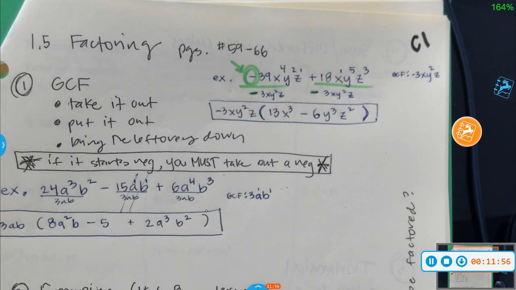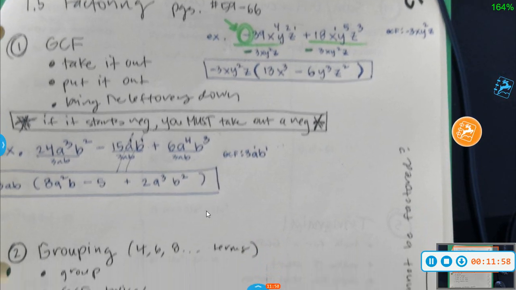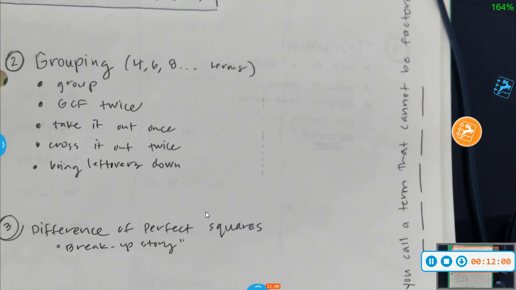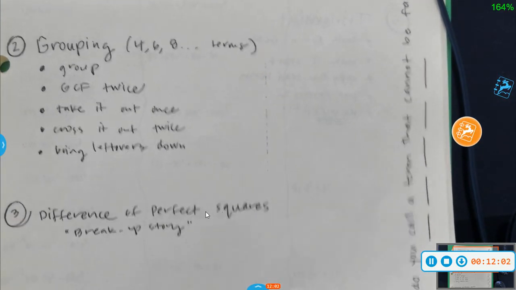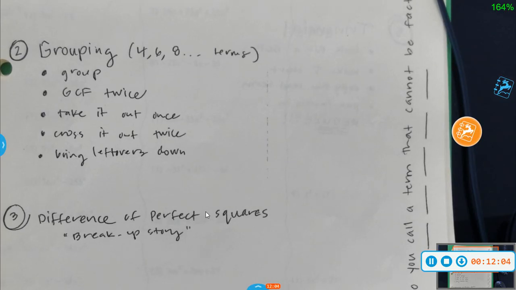All right, moving on. Number 2. We're going to take our notes and then we're going to practice. Factor by grouping. We're only going to do one of these. This is by far the least important type of factoring. By far. But grouping works when you have an even number of terms, 4 or more. So multiples of 2, 4 and up. 4, 6, 8, 10. All of those would work for grouping.